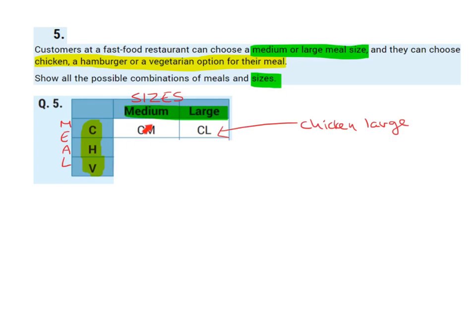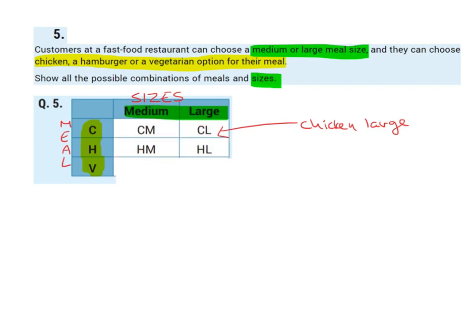So in my first box I have CM, which stands for chicken, medium, and then CL, which stands for chicken, large. I could have written these the other way around if I wanted, so I could have called this MC, medium chicken, and I could have called this LC, large chicken.